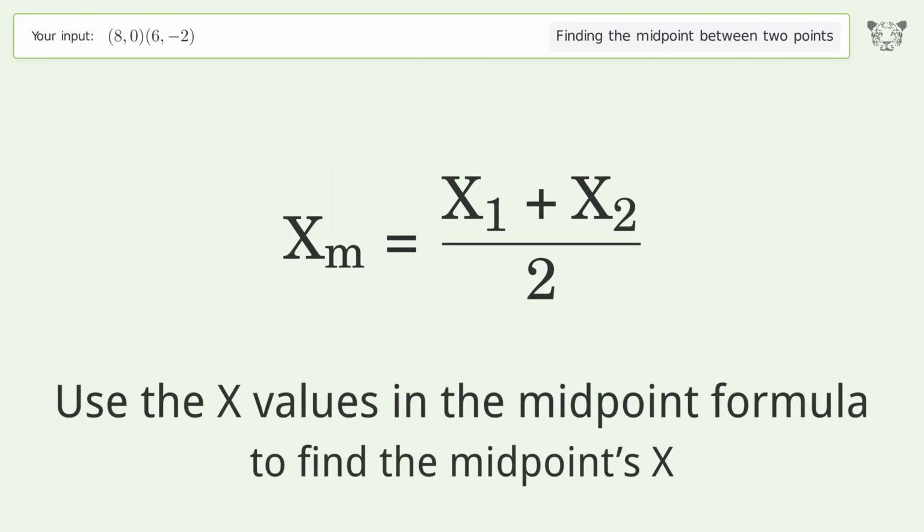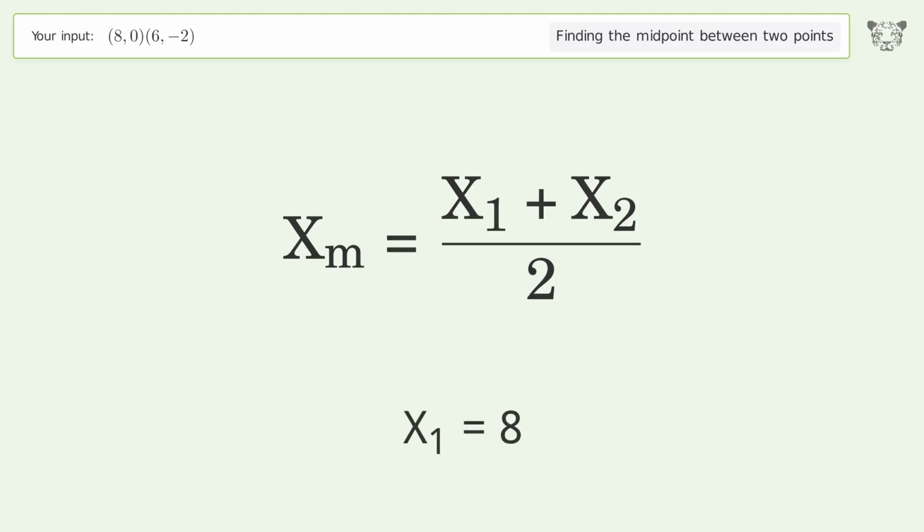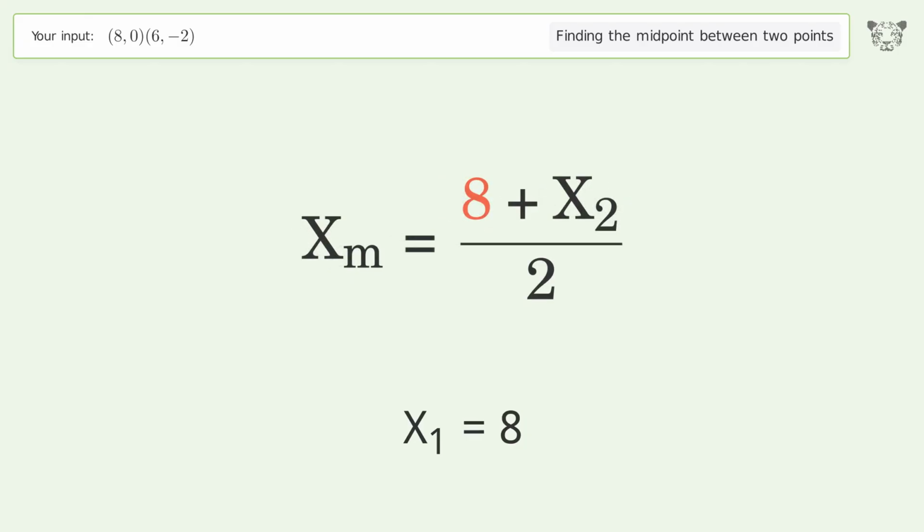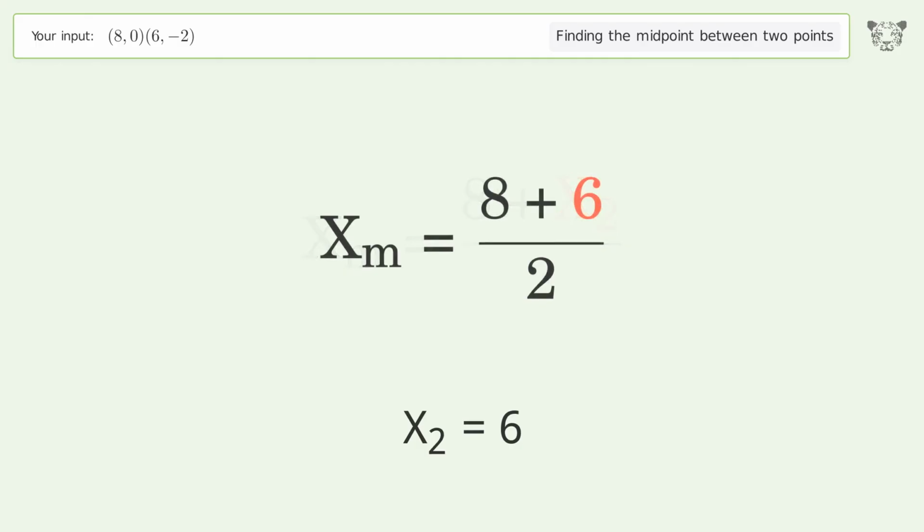Use the x values in the midpoint formula to find the midpoint's x. x1 equals 8. x2 equals 6. Simplify the arithmetic.